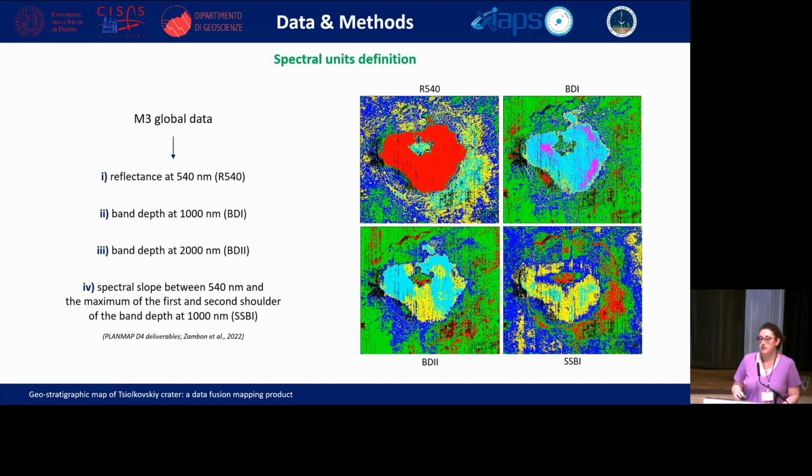To further investigate the compositional properties of the area, we proceeded with the definition of spectral units, a reliable method that helps in summarizing the information enclosed by a set of spectral parameters by processing them at the same time. For this work, we used global multispectral data acquired by the M3 instrument. The spectral parameters that we took into consideration are the reflectance at 0.54 micron, the band depth at 1 and 2 micron, and the spectral slope between 0.54 micron and the maximum of the first and second shoulder of the band depth at 1 micron.